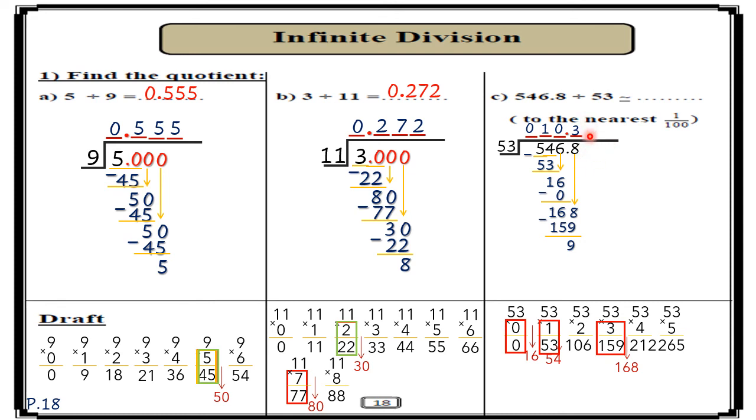After 9, we don't have any digit to drop. But remember, I have to stop at the third decimal place. So let's add zeros. Add 0, add the decimal point up, and then drop 0. Now I have to search for 90. Do we have 90? No, but 90 is between 53 and 106. So take the smaller. The number up, up; the number down, down; minus. 90 minus 53: 0 minus 3 can't be, so the 9 becomes 8 and the 0 becomes 10. 10 minus 3 equals 7. 8 minus 5 equals 3. So now I have 37.